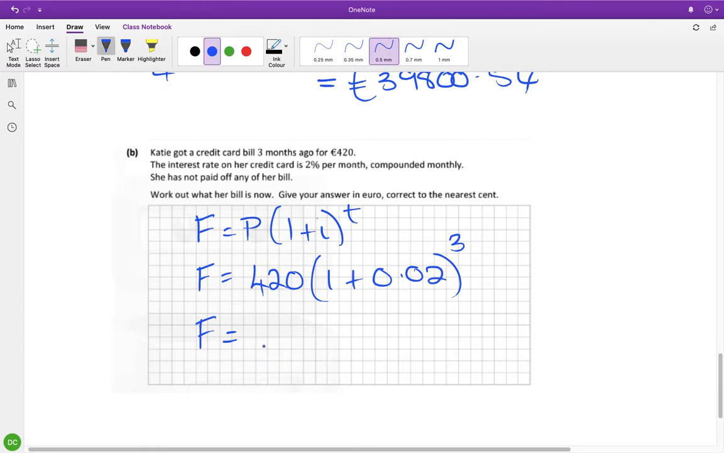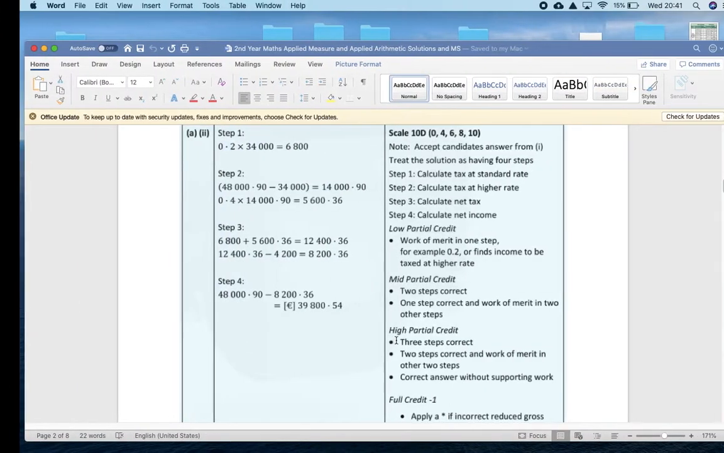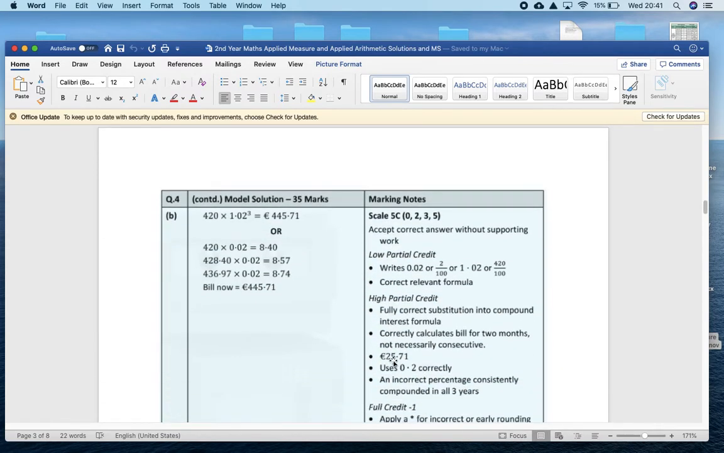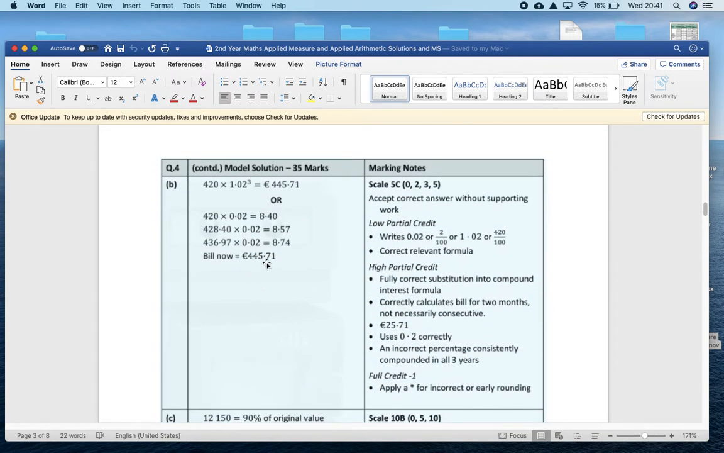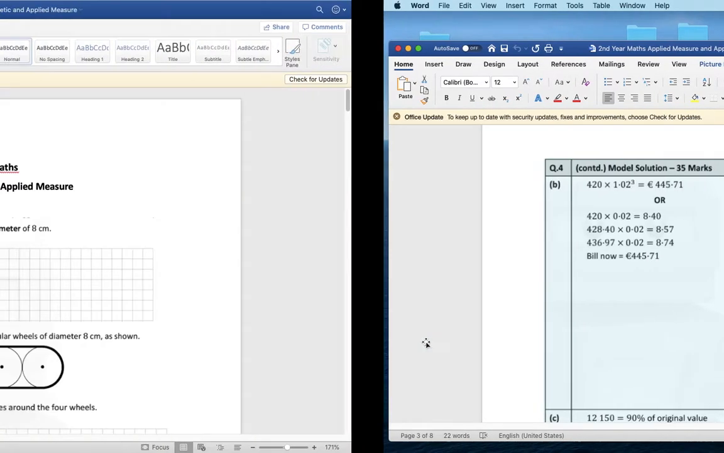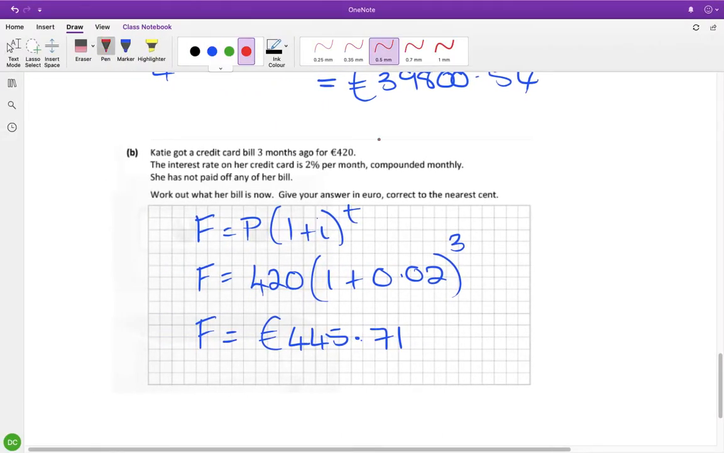So answer correct to the nearest euro. I'm getting 445.707, so that would be €446. Oh, sorry. Give your answer in euro, correct to the nearest cent. Sorry, I read that wrong. So in euro, correct to the nearest cent is €445 point, and I said I got 707, so that will be 71 cents. Okay, so 445.71, and again, there's partial credits available, 5 marks if it's fully correct.